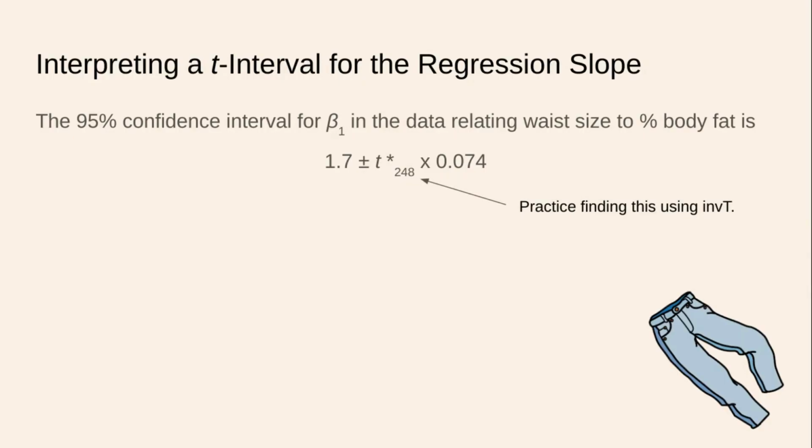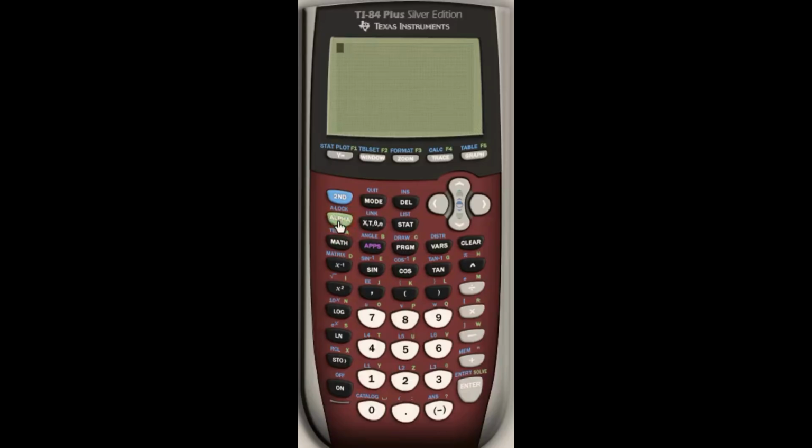We're now going to practice finding this t-star value using inverse t. So let's get to work. We would go to second, distribution, and then number 4 is inverse t. Now for area, we need to remember that we're doing a 95% confidence interval, and inverse t starts accumulating area from the far left, all right? So we want a cutoff that would contain the 95% in the middle, as well as the 2.5% of the area under the curve to the left of the 95%. That's going to total to 0.975.